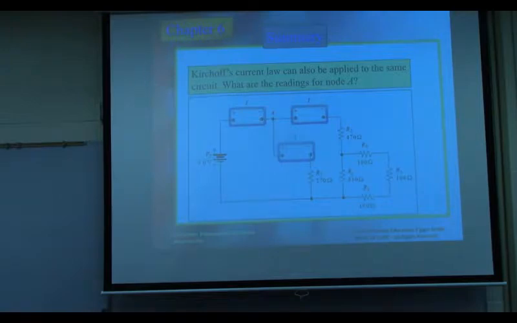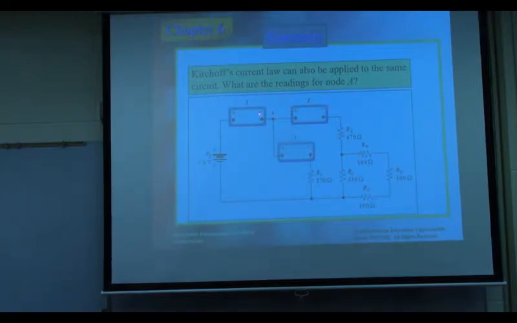And this one is the KCL. KCL applied to a node, a single node. Again, later you're going to learn the super node. Super node means a lot of nodes combined together, but still considered as one. In this case, let's see. We have 5 meters here. What are the readings for node A here?